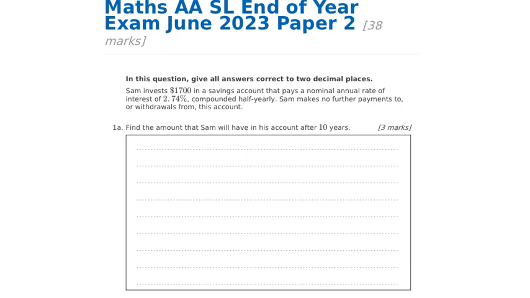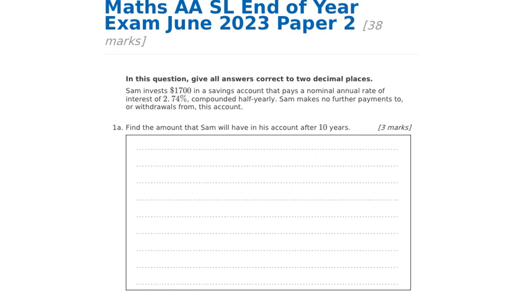Maths AA Standard Level End of Year Exam June 2023 Paper 2. In this question give all answers correct to 2 decimal places. This is because we are dealing with money.